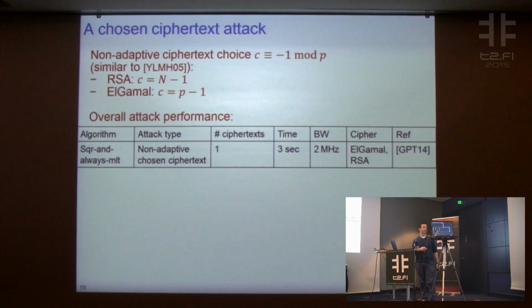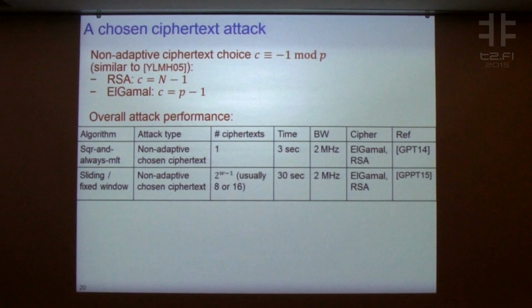But the problem with this attack is that a more modern implementation of RSA doesn't do the square and always multiply algorithm. The way that they're doing it is called sliding or fixed window exponentiation. So we recently published another attack which targets these algorithms, and this is also a non-adaptive chosen ciphertext attack. This time it requires 2 to the W minus 1 ciphertexts. In our case, it's usually 8 or 16 ciphertexts, depending on the size of the window. It takes around 30 seconds of measurement to extract the secret key, and it also requires 2 megahertz of bandwidth. And once again, it works both on ElGamal and RSA.